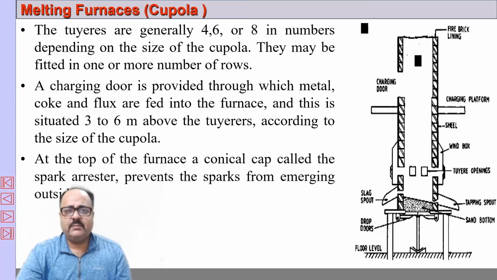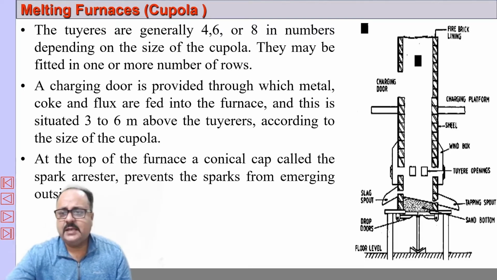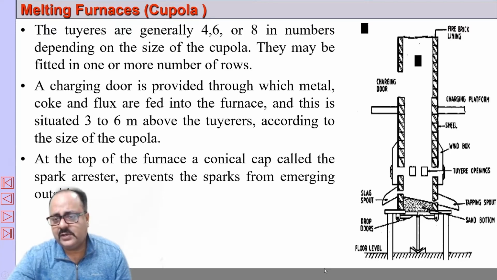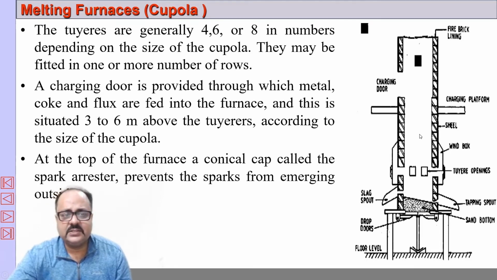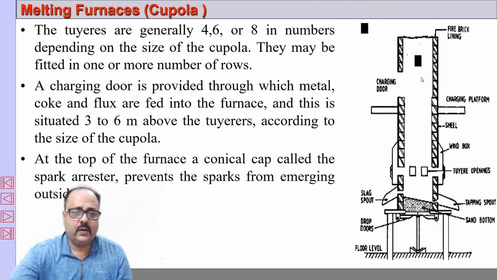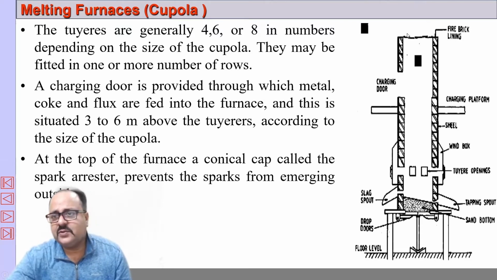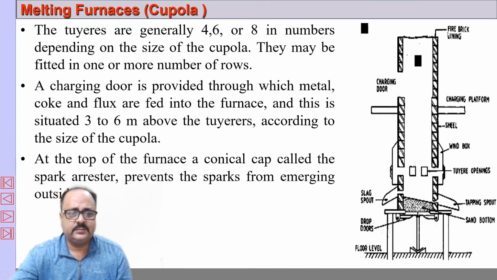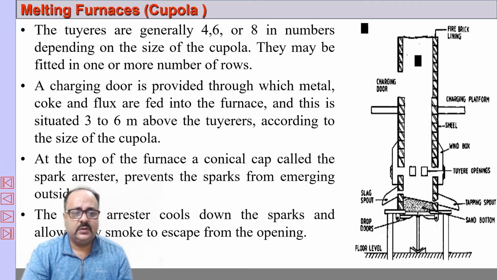The tuyeres vary from 4 to 6 or to 8 in number, and on top there is the charging door. Normally you have stairs here, so one can climb, and from here you can charge the cupola. What charging of the cupola is, we will be discussing later on. And on the top there is a conical cap to arrest the sparks. That is called the spark arrestor.